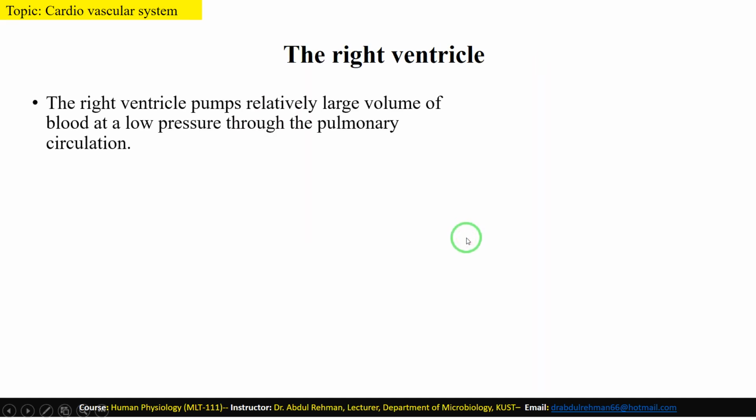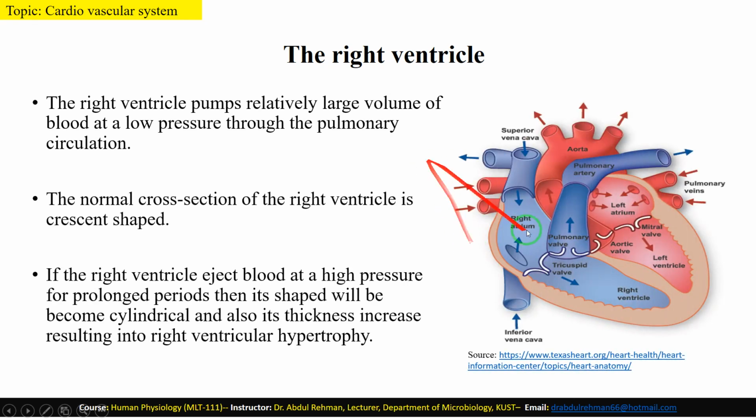The right ventricle. Here you can see, this is the right ventricle. The right ventricle pumps a relatively large volume of blood at low pressure through the pulmonary circulation. Because it collects deoxygenated blood and it is a low pressure site, that's why it pumps blood to the pulmonary artery.